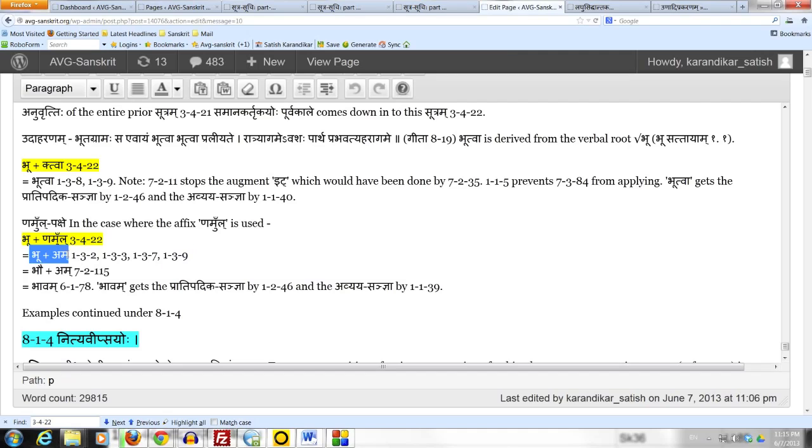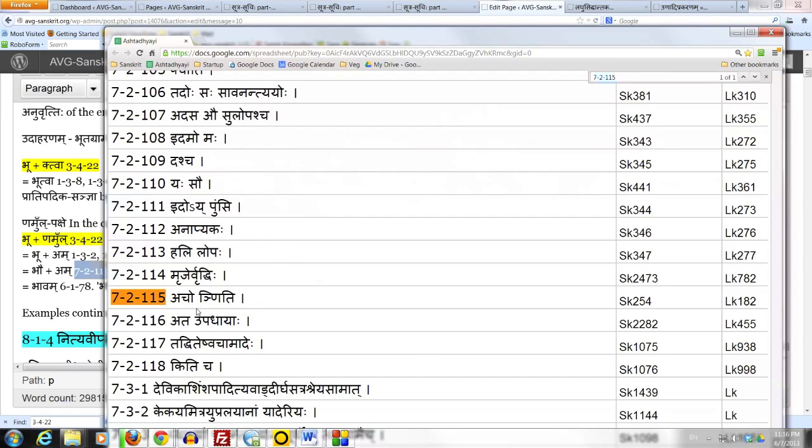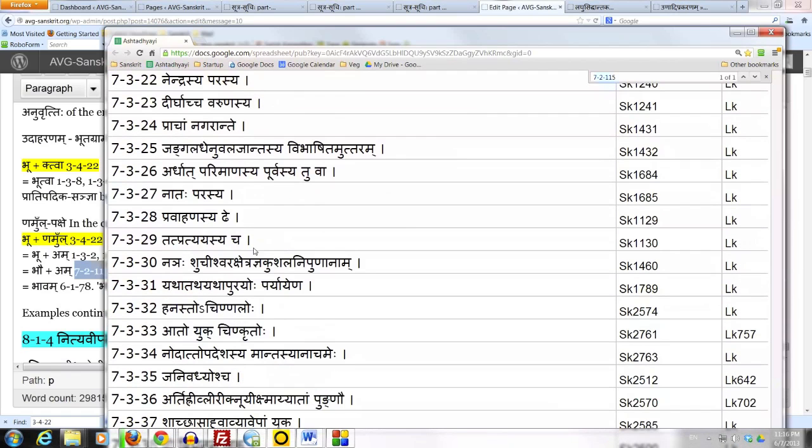So all three of them go away and we get bhu plus am. The purpose of having the letter l as a marker is only for intonation in the Veda. That doesn't affect us here. The letter u is only to help pronunciation, and the purpose of having the letter n as an it is to facilitate operations such as 7.2.115 aco nniti, which we're going to be using shortly, as well as 7.2.116 ata upadhayah, as well as 7.3.33 ato yuk chinkritoh, etc.